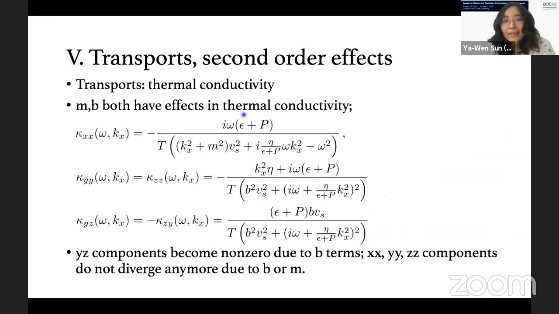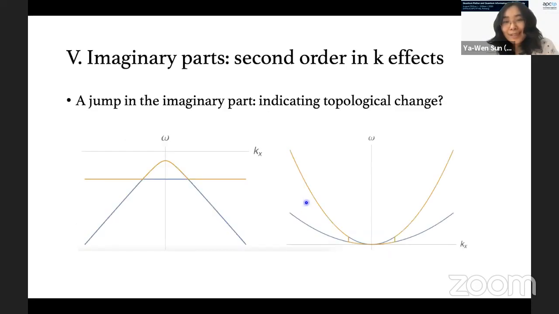And we also calculated the transport, the second order effects. I will skip the details. And this is the second order in k effects.